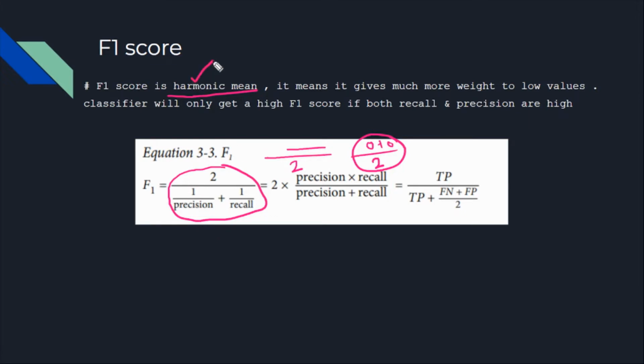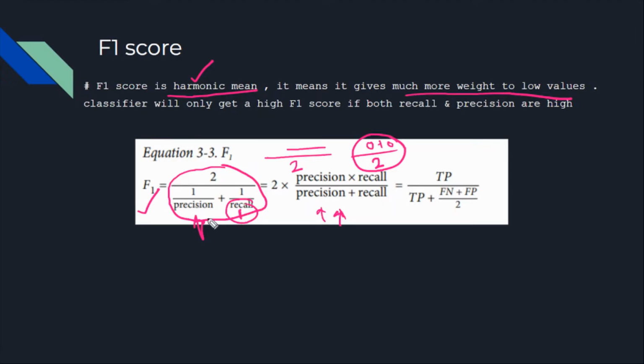Now why are we using the harmonic mean? Because it gives much more weight to the low value. So let's say when you are calculating the F1 score, recall is coming out low and precision is coming out high. Then it will give weightage to the low value, so that both values are high in that case. So that's why we are considering the harmonic mean.